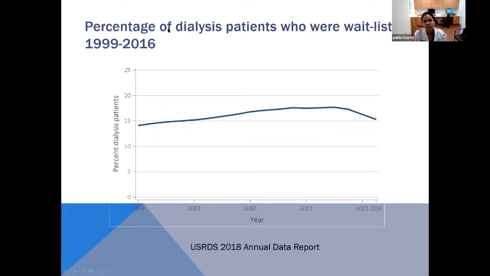Despite the fact that transplant is considered the best treatment, only about 15 to 18% of dialysis patients are actually on the wait list. And that was between 1999 and 2016. So as a result of this, Medicare has set one of the requirements for dialysis units. They have set the bar at 20%. A dialysis unit is expected to have at least 20% of their patients listed for transplant nowadays.